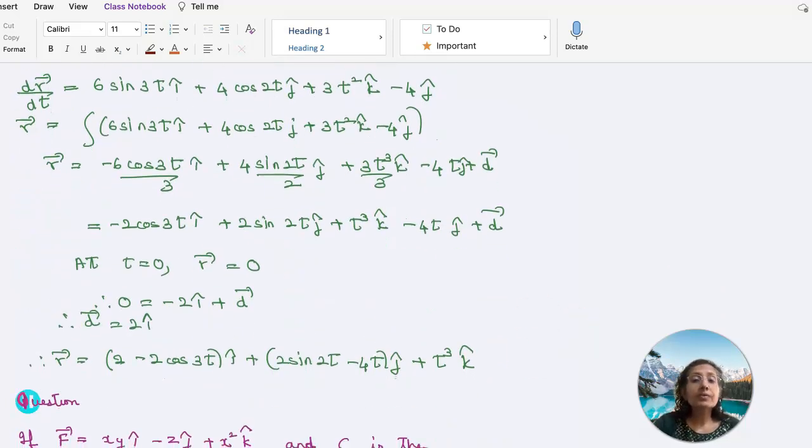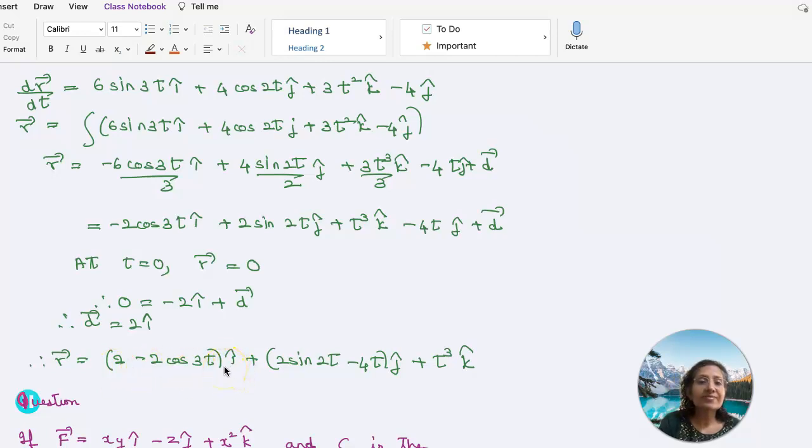And what happens when t equal to 0? r is 0. This is given to you. So 0 will be minus 2i, all these terms become 0, plus d. So d is 2i. So what will be your r? (2 minus 2 cos 3t) i, which is 2 because d is 2, plus 2i, plus (2 sin 2t minus 4t) j plus t³ k. So we have just taken the terms in i, j, k together and got r at time t.